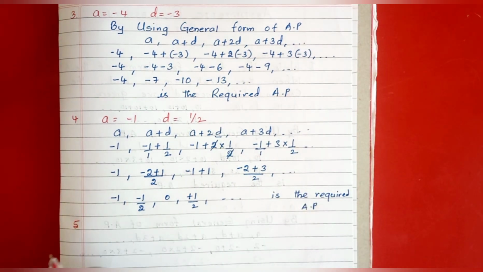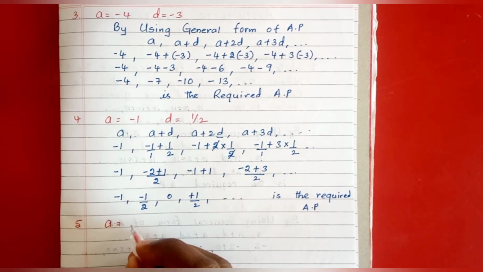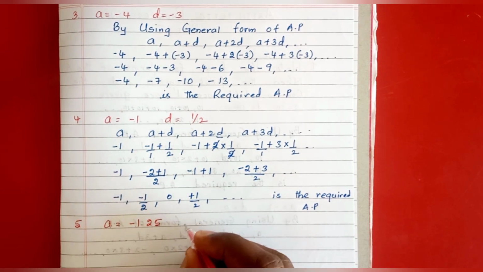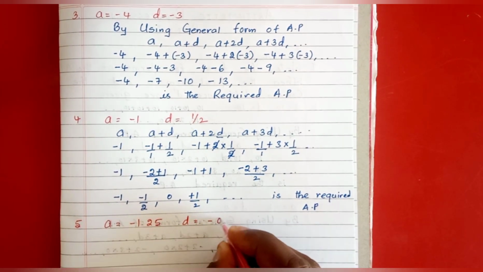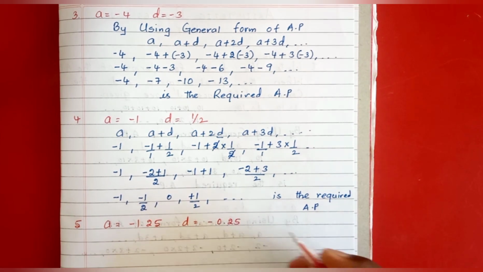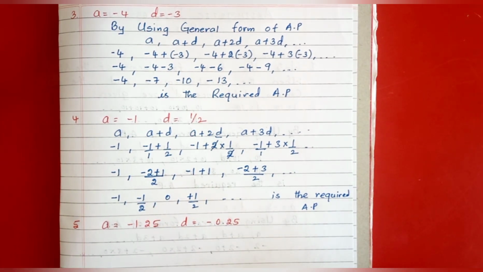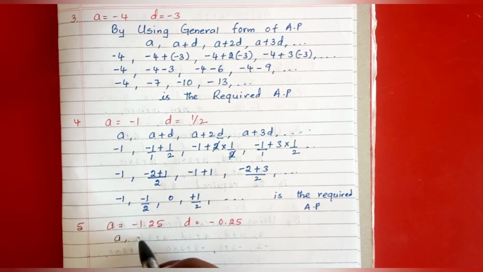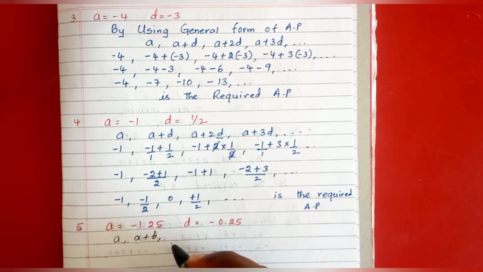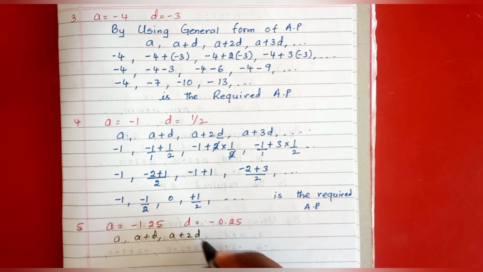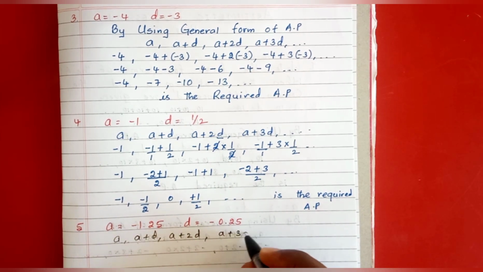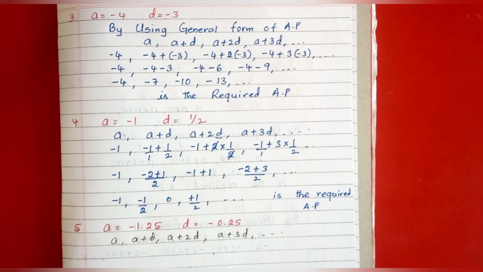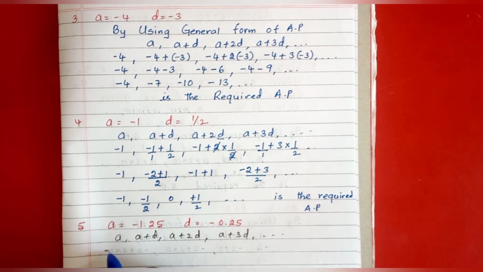Now moving to the fifth question, when A equals minus 1.25, then D equals minus 0.25. Again by using the general form of AP, that is A, A plus D, A plus 2D, A plus 3D. Now substitute the value of A and D in the general form.